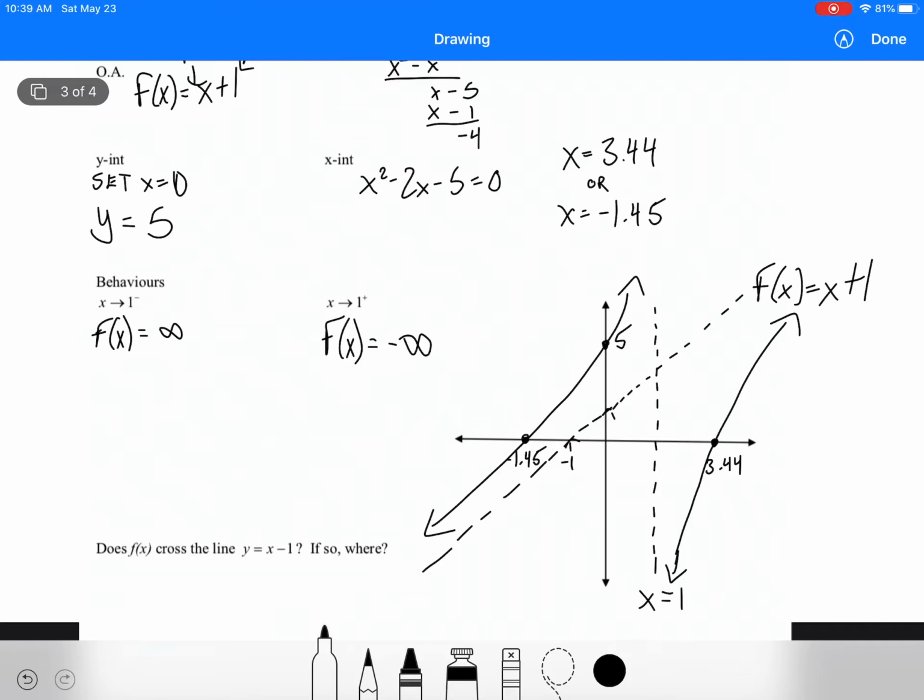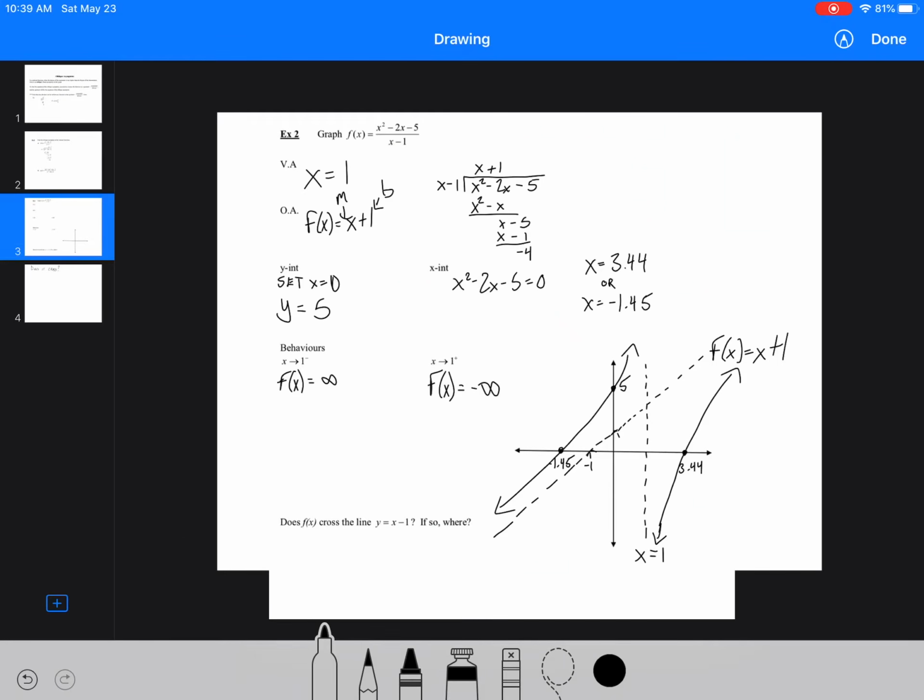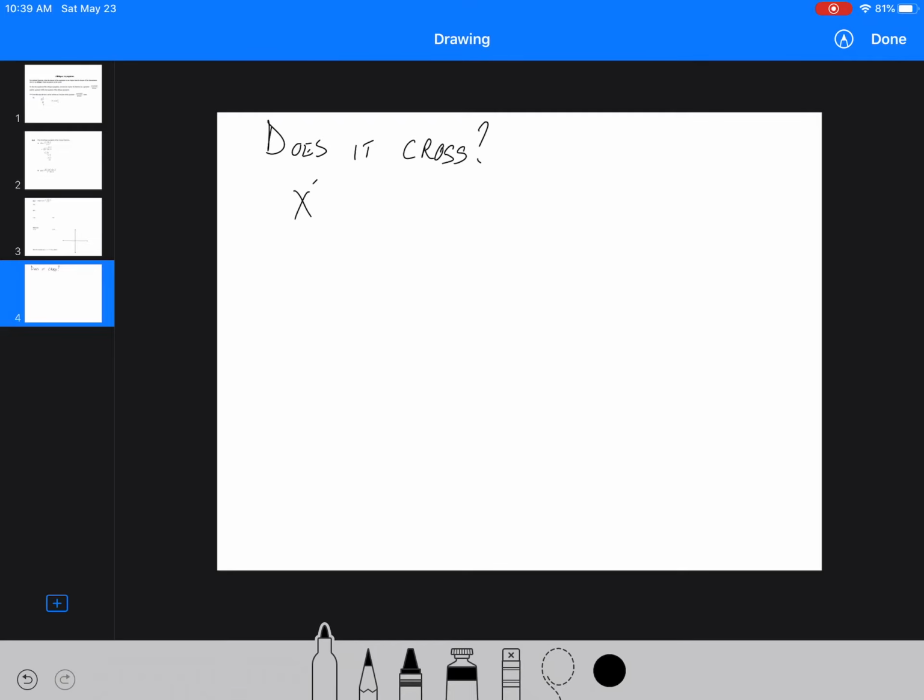Now the last question says, does this graph cross over? This one doesn't, but what we have to do is, we know that the equation is x squared minus 2x minus 5 over x minus 1. To find out if it crosses that line, we have to set it equal to that line and then solve. If we can solve for a value, if we can get x equals something, then the graph actually does cross at that value of x.